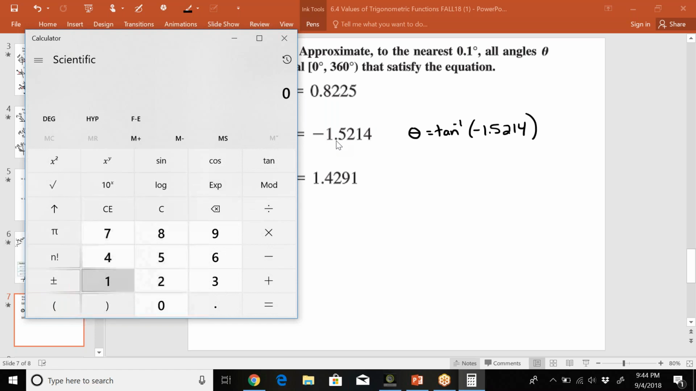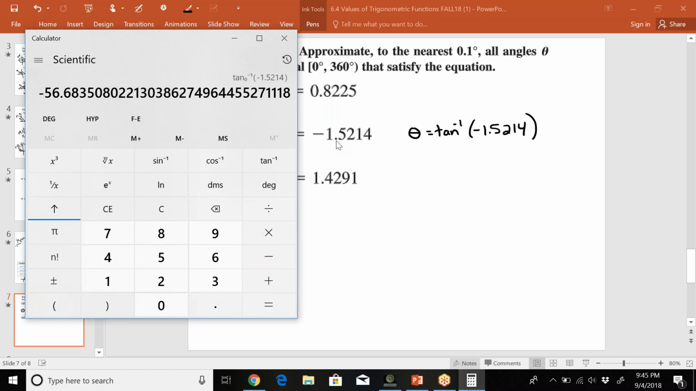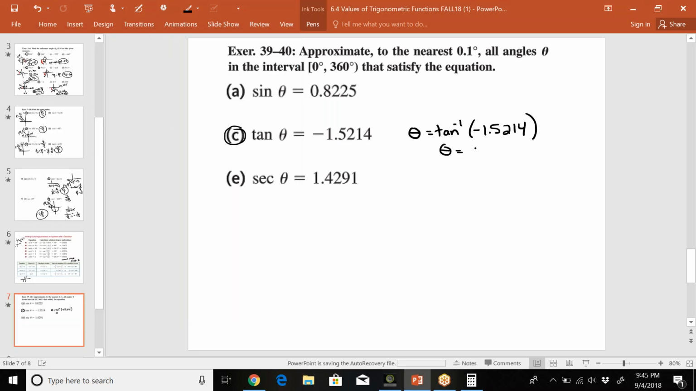So I'm going to type in 1.5214, make it negative, and then I'm going to use my shift button and do tan inverse. Now you may have to do the tan inverse button first, it just depends on your calculator. So this tells me theta is negative 56.7. Now that is not a correct measurement between 0 and 360, but I do like to draw where that would be. So negative 56.7 is right here.